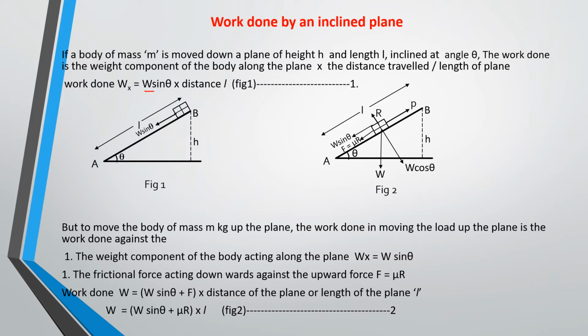In our previous lecture on friction, you will have come across this. The weight component along the plane is W sin theta, and the distance is equal to L. So the work done for an object that is sliding down the plane is W sin theta times the distance. This is equation 1, and it's represented by this figure 1. Is that okay?